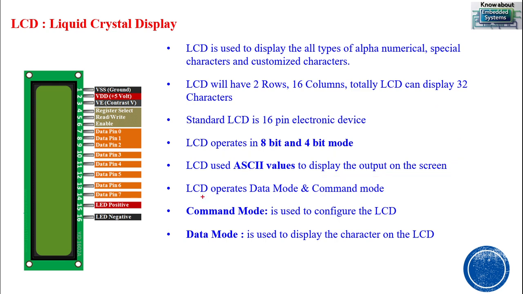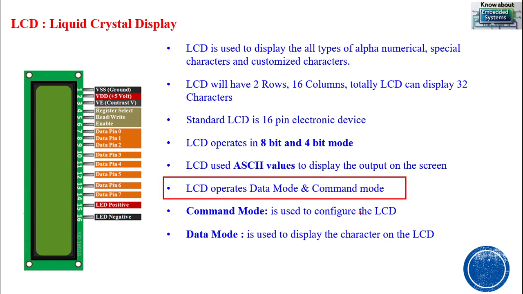And in order to display anything on the LCD, we have to operate it in two different modes. One is command mode and one is data mode. Command mode, you can see the definition I kept here. What do you mean by command mode? Command mode is used to configure the LCD. There are some sets of commands. Using those commands, we are going to configure the LCD.